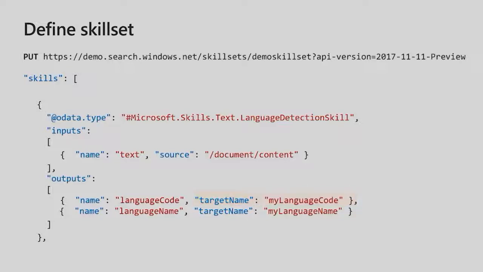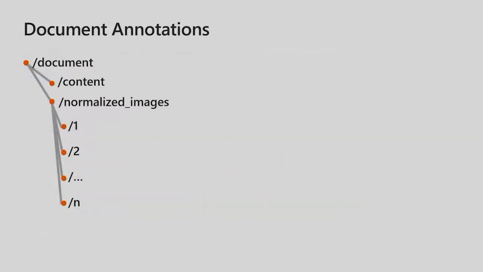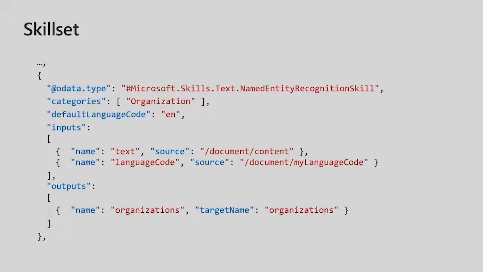Let's say if I were to focus on my language code, I have my tree of information, and then it has this new node called my language code, and it will also have my language name. So you can see how I am adding nodes to this enriched document as I go through each of these skills. Let's just do one more example, just to show that you can take the outputs of some skills and also feed them as input into other skills.